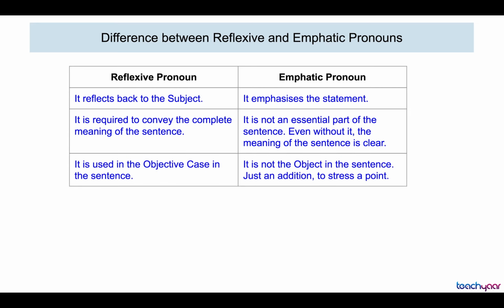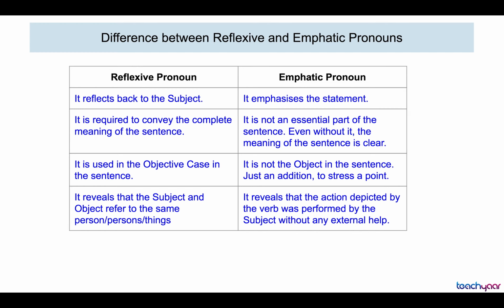The third difference is that in the case of reflexive pronoun, the pronoun is used in the objective case in the sentence. So it is in the position of the object, whereas an emphatic pronoun is not the object. What is it? It is just an addition made to the sentence to emphasize a point or to stress a point.